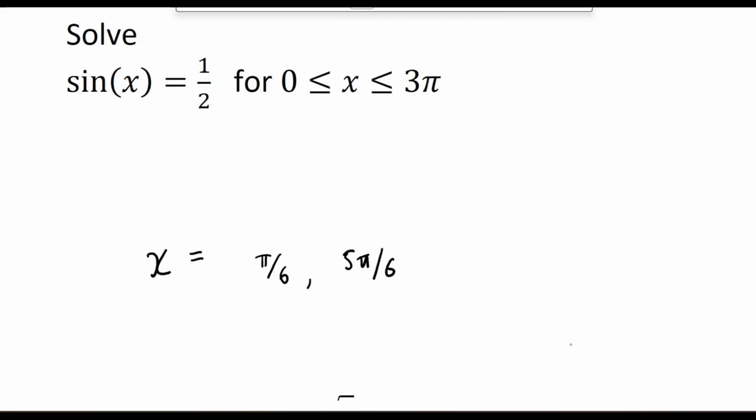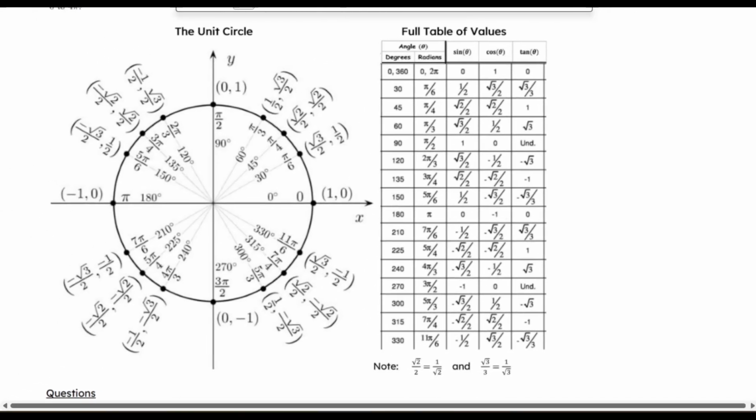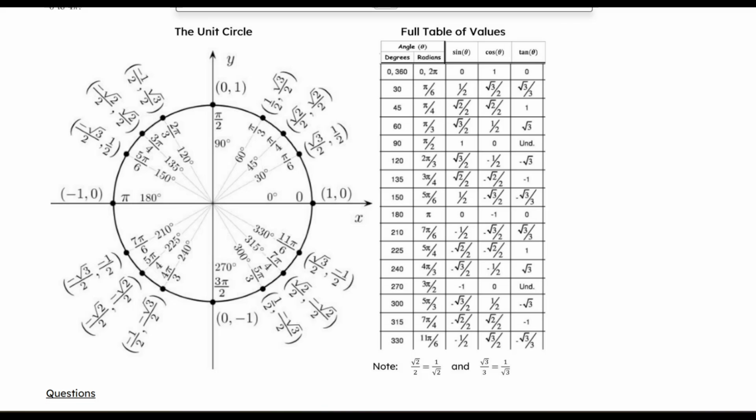Now, there's a couple ways you can get this. First way is you should just have a unit circle on you, which will be very helpful. And we're looking for sine equaling a half. So that would be this angle at pi over 6, or this angle at 5 pi over 6. And that's pretty much everything I can find.